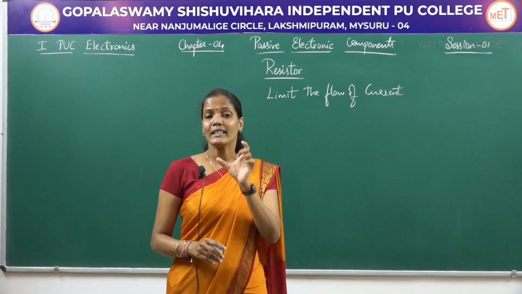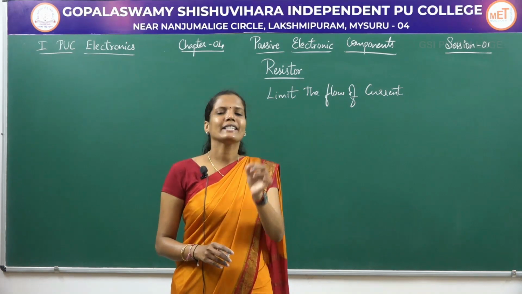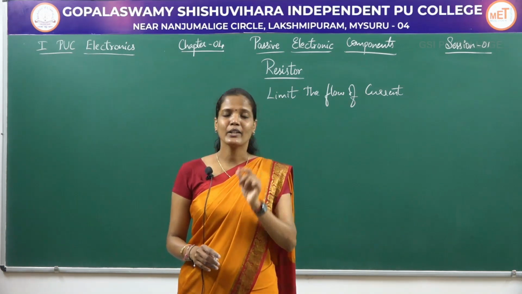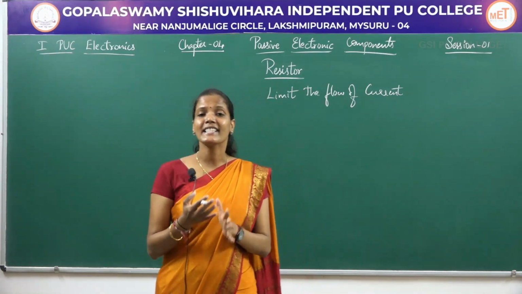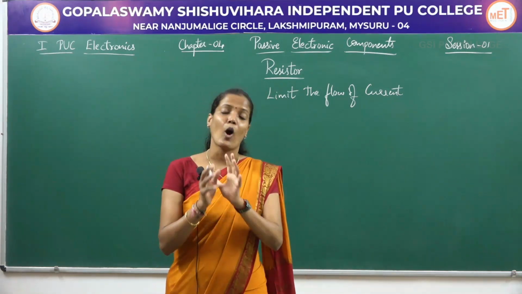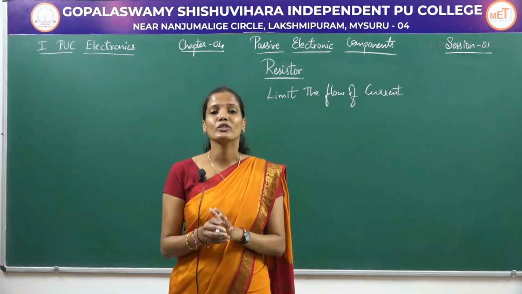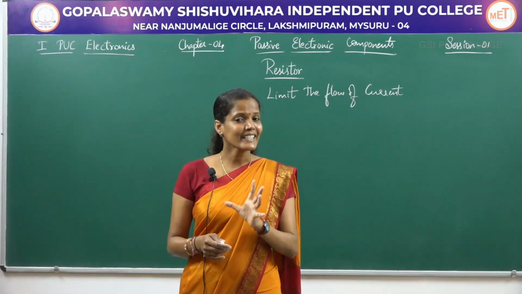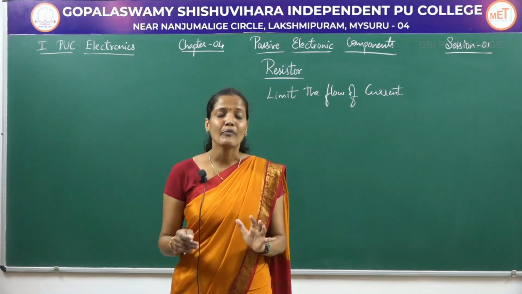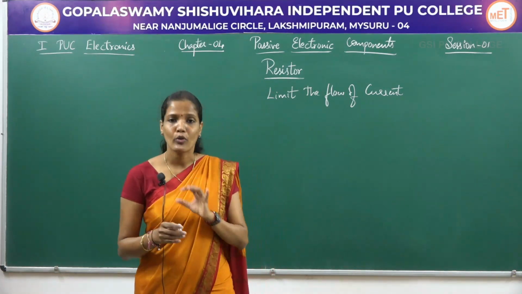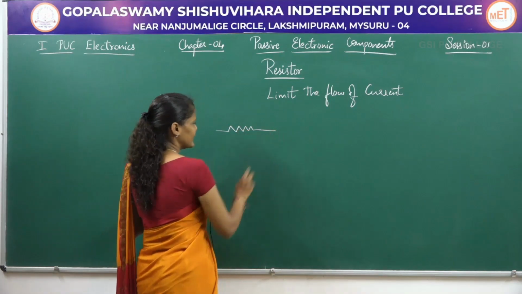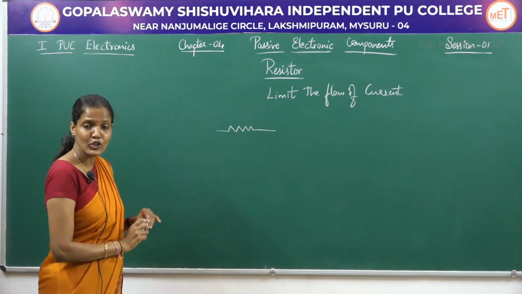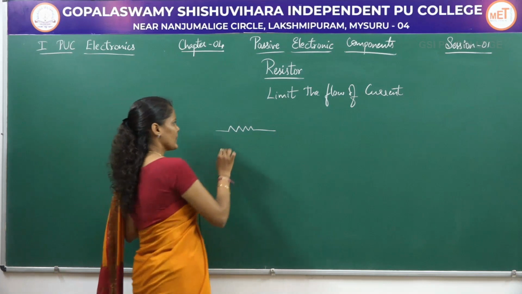So what exactly is this resistor? Resistor is nothing but a physical component what we are going to use. And what is this resistance? Resistance is nothing but the property of the resistor to oppose the flow of current. The resistance of this resistor is not affected by the direction of flow of current. The symbol for the resistor is this. It is not affected by the direction of flow of current.